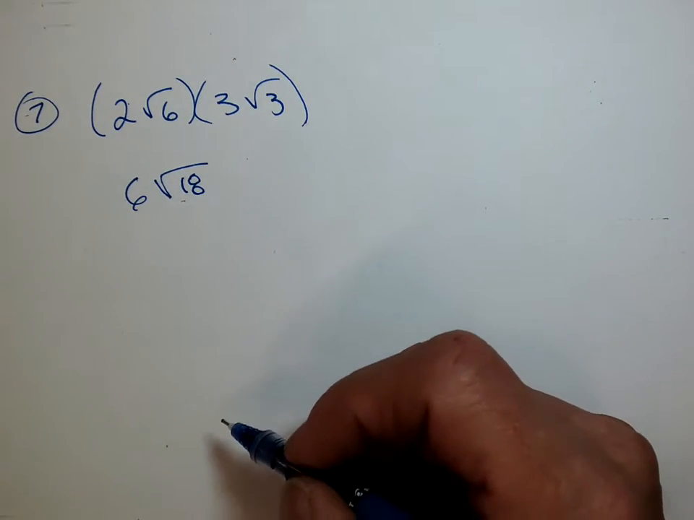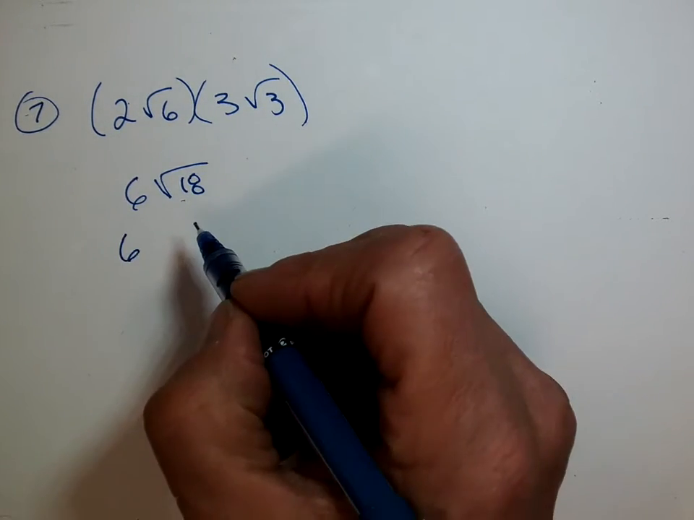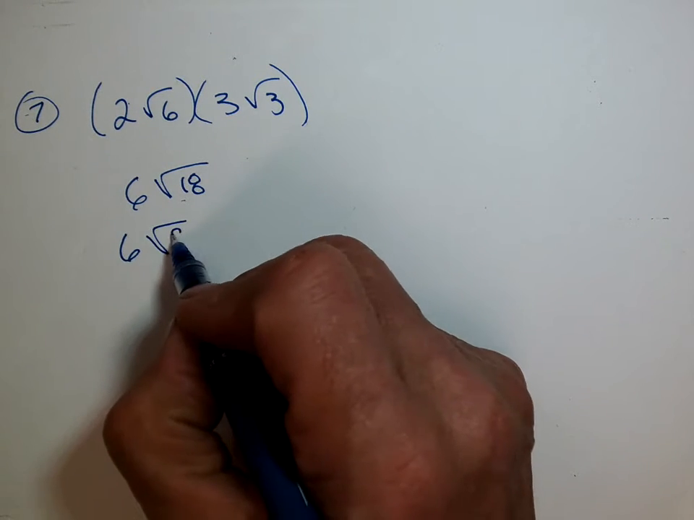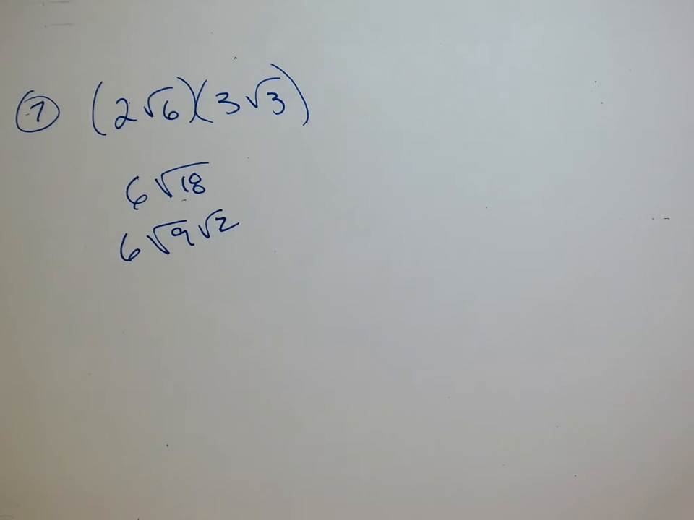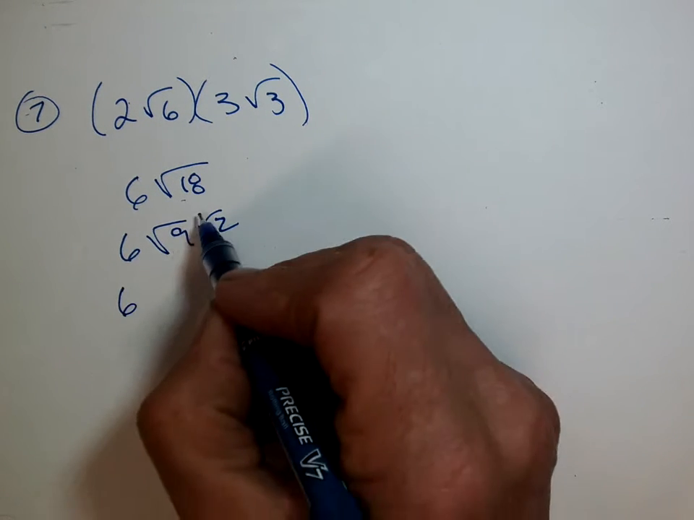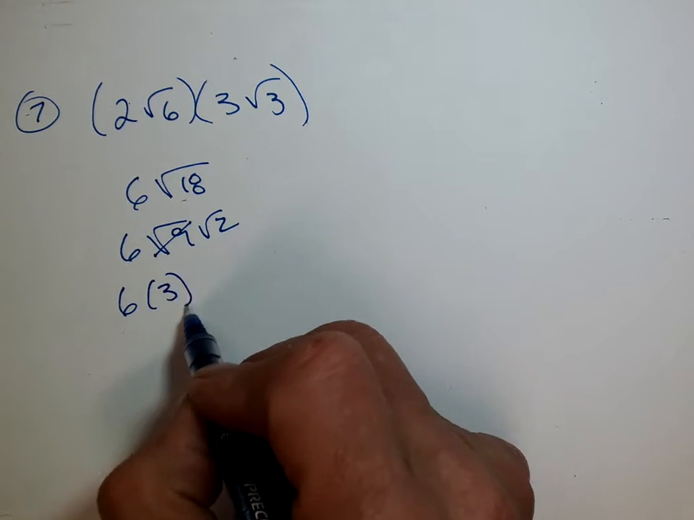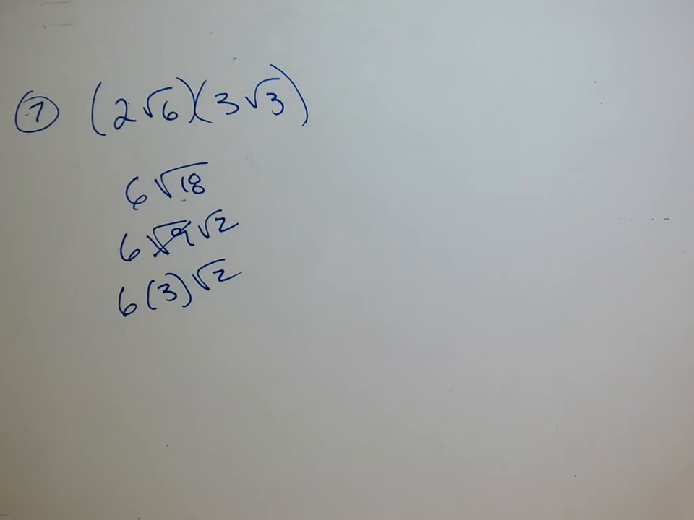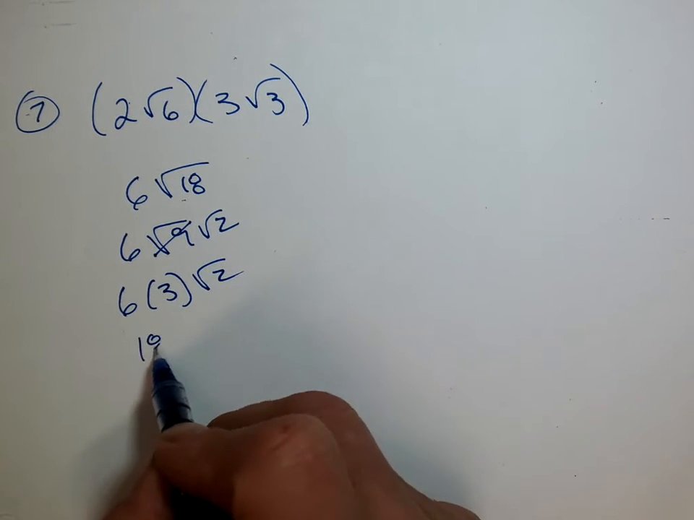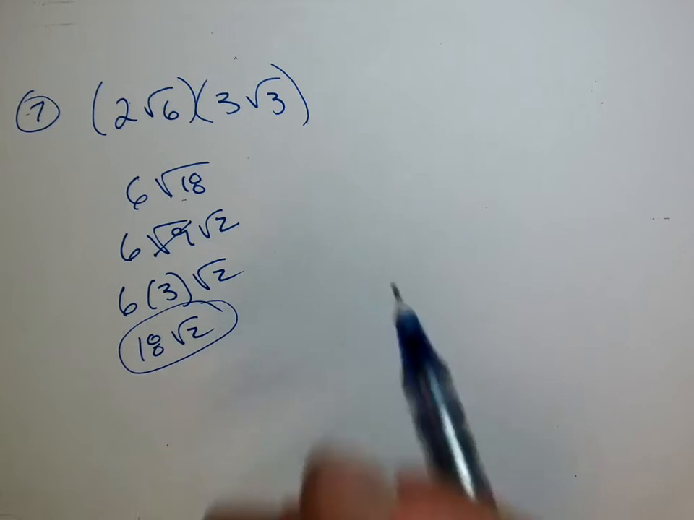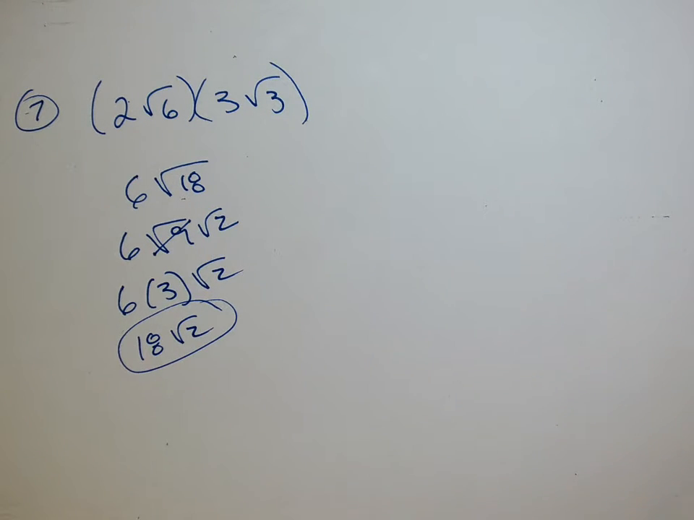I'm going to break down the 18. So the 6 stays there. 18 would be a square root of 9, square root of 2. I like those numbers because I know the square root of 9, right? So I've got my 6. Square root of 9 is 3 square roots of 2. 6 times 3 is 18, and the square root of 2 is an ugly, decimal, irrational number. So I'm just going to leave it as that, okay?